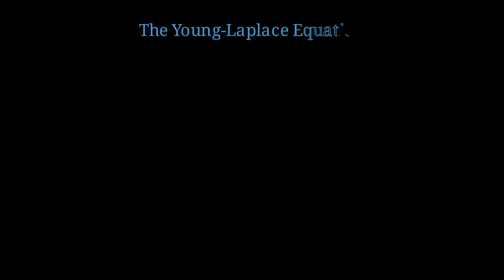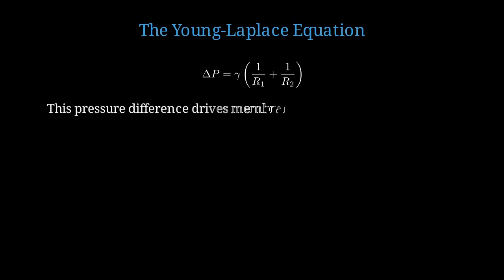Another crucial equation governing this phenomenon is the Young-Laplace equation, which relates pressure differences across curved interfaces to surface tension. The pressure jump across an interface is gamma times the sum of 1 over R1 plus 1 over R2, where R1 and R2 are the principal radii of curvature. This equation tells us that curved interfaces create pressure differences. The pressure inside a curved droplet is higher than outside.